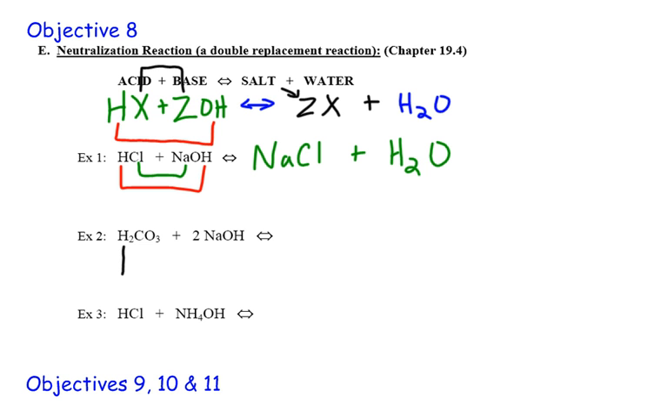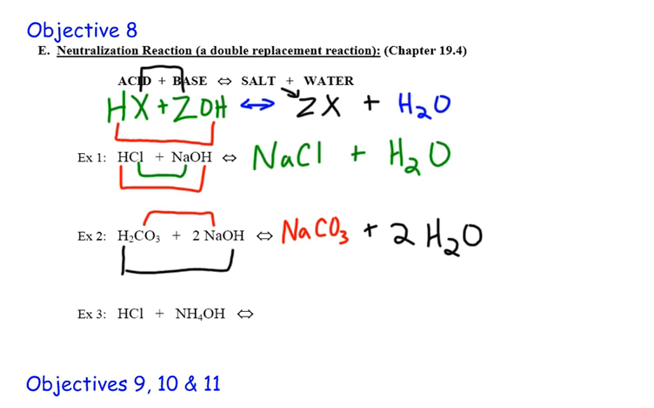Let's take a look. The H's, and there are 2 of them from the carbonic acid, are going to link up with the 2 hydroxides that are in the sodium hydroxide. So you're going to end up with 2 water molecules. And then the other things are going to be the Na and the CO3. Now, this is going to be NaCO3, but you have to remember that when you are recombining cations and anions, sodium's a +1, carbonate's a -2, so you're going to end up with a formula of Na2CO3. And that maintains our balanced equation.